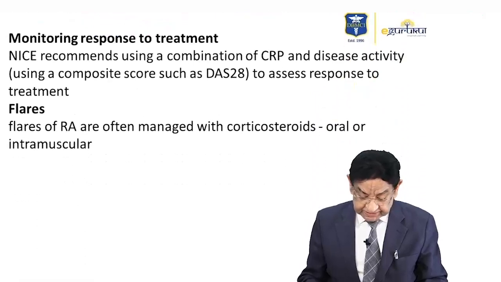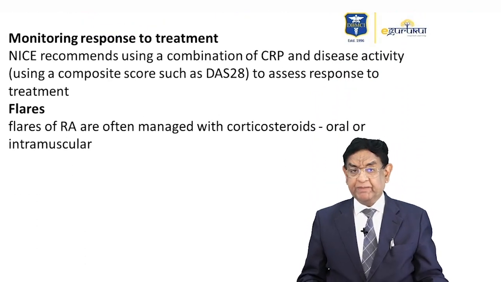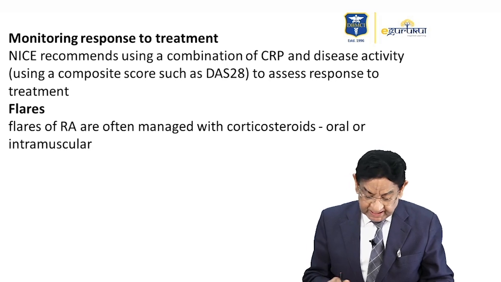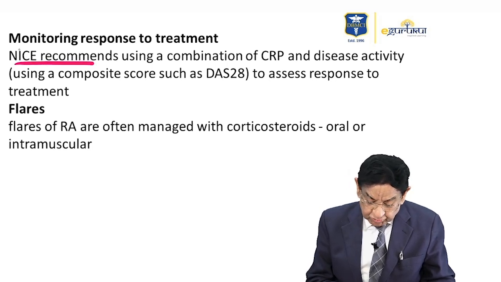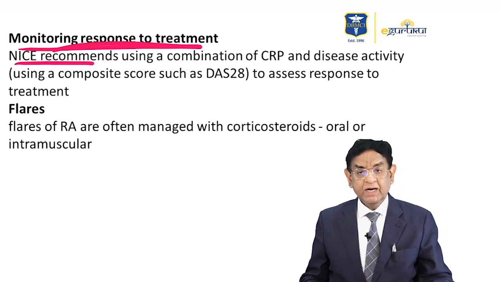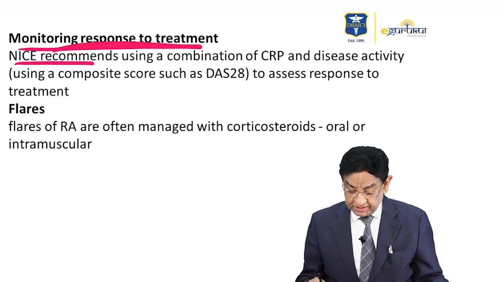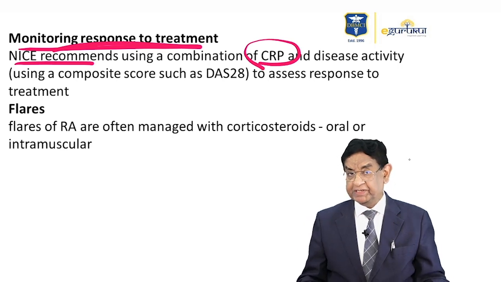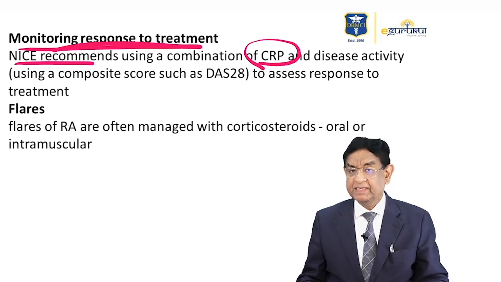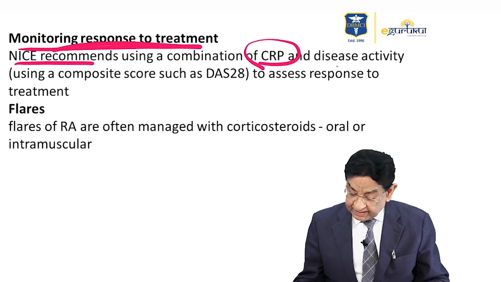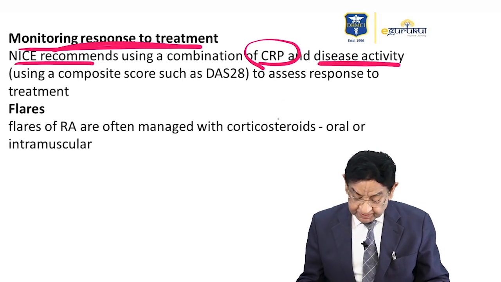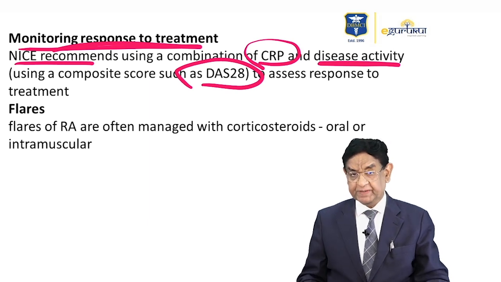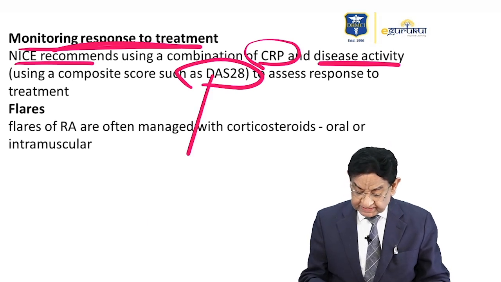Now, you are giving a treatment to the patient. What do the NICE guidelines say? NICE recommends how to monitor the patient. You can go for CRP, C-reactive protein, you can check the level and the level goes down. And for disease activity, what we use is the DAS28 criteria.